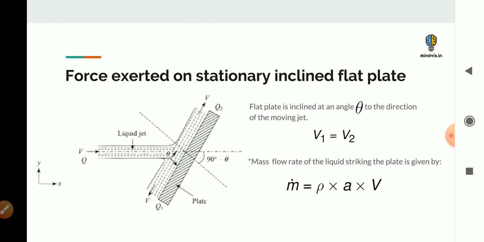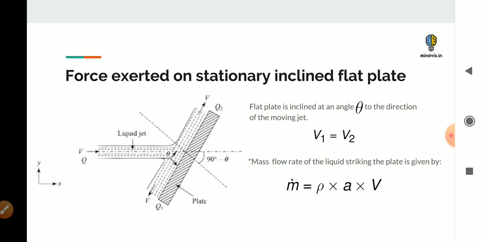The next topic here is the force exerted on the stationary inclined flat plate. In this, the inclination of the plate with respect to the horizontal is an angle theta, from which the liquid jet deflects in the direction with the velocity V, capital V, and having different values of the discharge, Q1 and Q2.